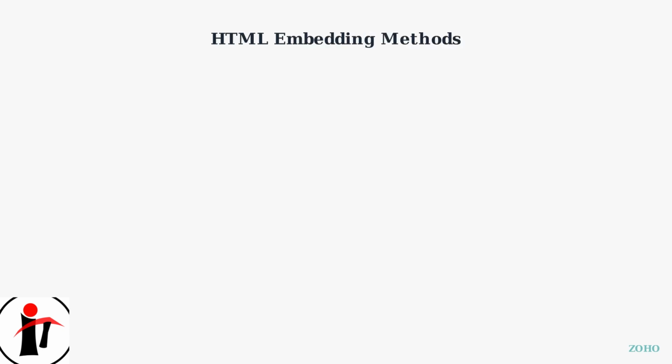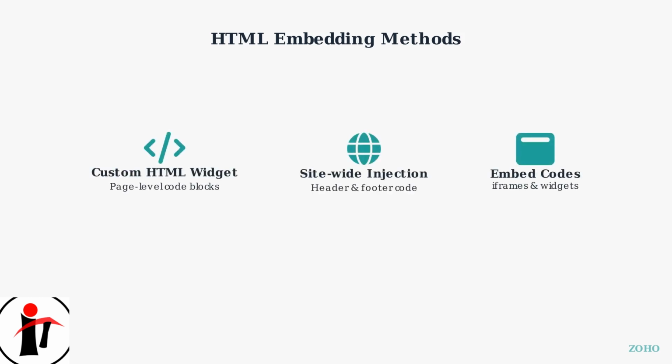Zoho Sites provides three primary methods for embedding HTML code into your website. Each method serves different purposes and offers specific advantages for customization. The custom HTML widget allows you to add code blocks directly to individual pages. Site-wide injection lets you add code to all pages through headers and footers. Embed codes enable integration of external content like videos and social media feeds.